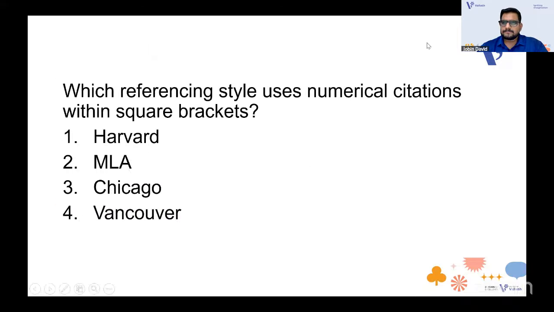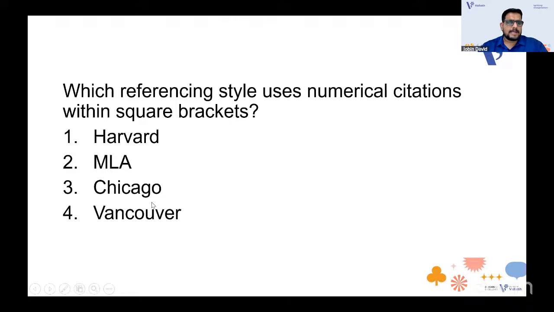Next one. Which referencing style uses numerical citation within square brackets? You need to know citations in a very detailed manner, then only you can answer this. You should know the different referencing styles. In paper 2 also you will study the research methodology of each concerned subject, and there you will come across referencing styles too. So it's very important that you study referencing styles. Harvard, MLA, Chicago, and Vancouver. Numerical citations within square brackets. I think if you're familiar, you'll be familiar with MLA.